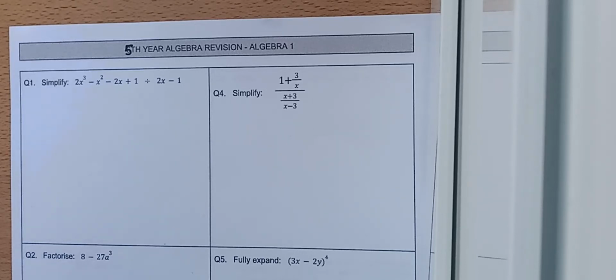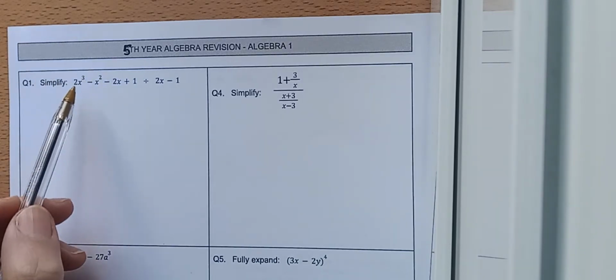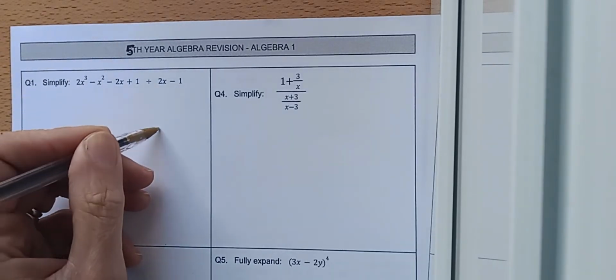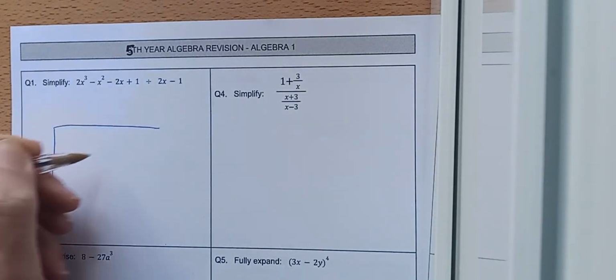This is the solution video for the revision sheet on Algebra 1. And the first question requires us to divide a cubic. Now, there's a couple of ways of doing this. I'm going to use the array method. So for a cubic, I need to draw a 6-box grid for my array.